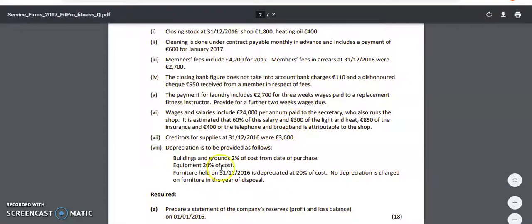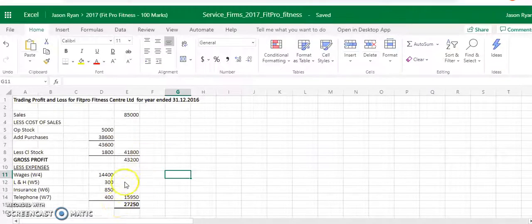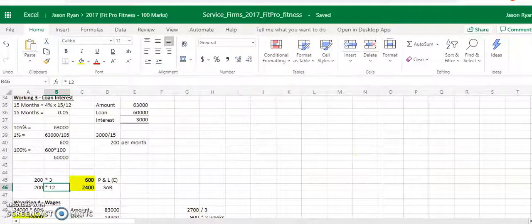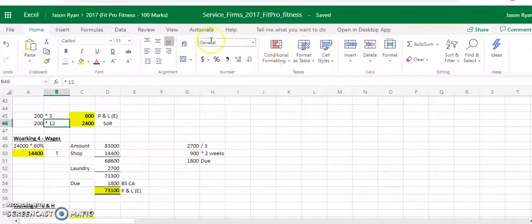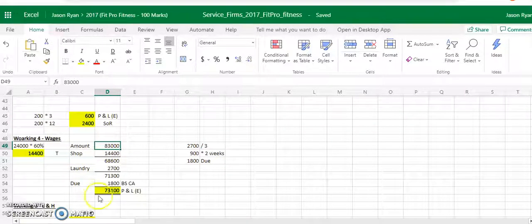So let's do the first adjustment on this 24,000. So in the question, 24,000 by 60%, so 14,400 will go to your wages. So the amount then is going to be, so your wages is 83,000. Okay, so you're going to take away the 14,400 to give you 68,600.